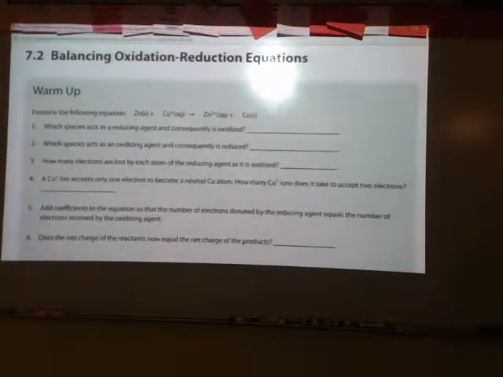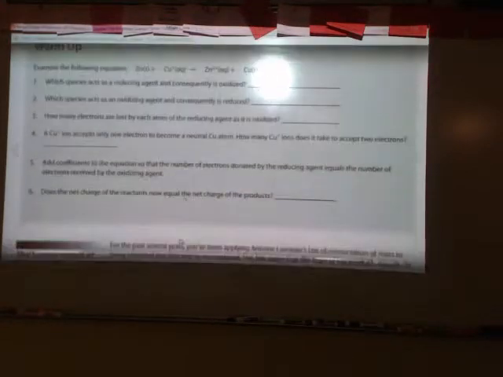Okay, we're on balancing oxidation-reduction reactions. We are skipping the warm-up, and I'm going here to the conservation of mass and charge.